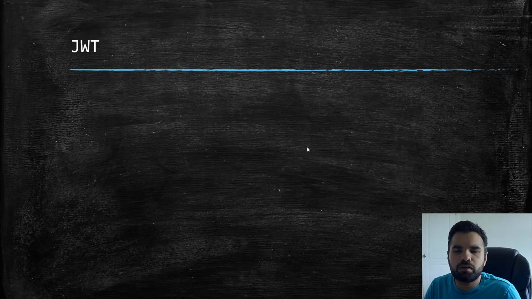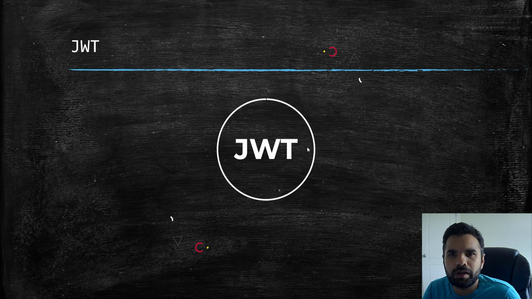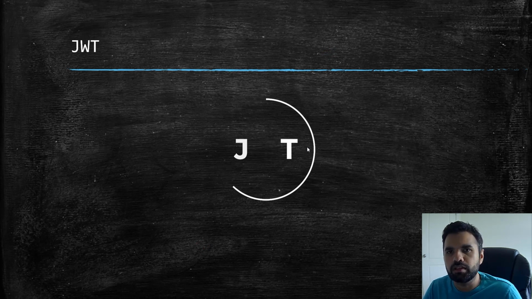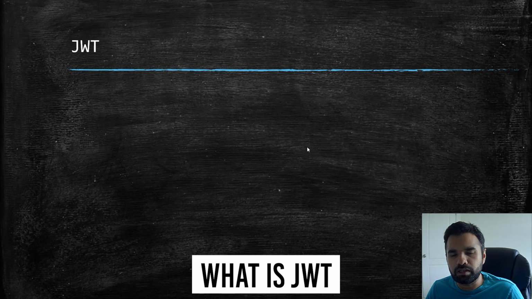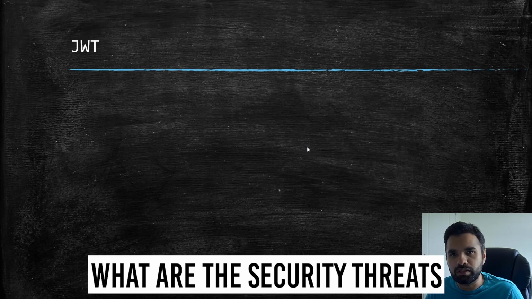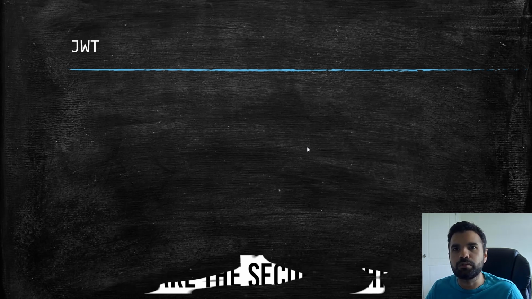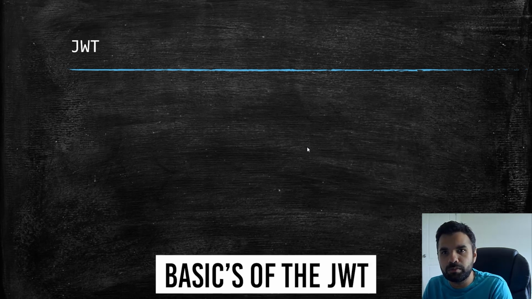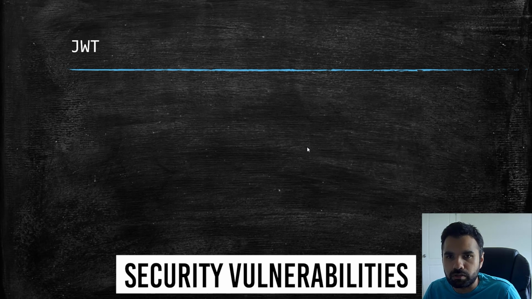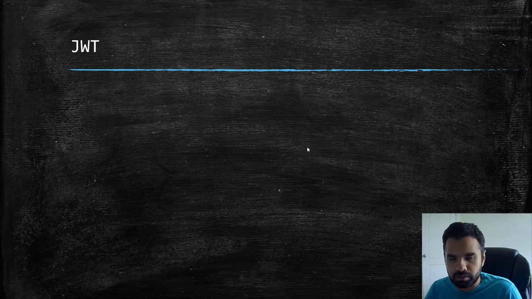Hi everyone, so JWT is a very standard method of authentication that you must have seen across most of the applications or APIs that you're pen testing. So today we are going to dive deep into what is JWT, how it is constructed, what are the security threats that you can look into. We'll also discuss the basics of the JWT and then follow up with the security vulnerabilities that you can look after in the JWT and how to exploit those.